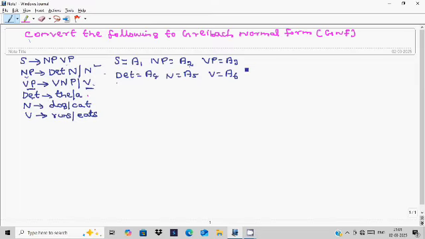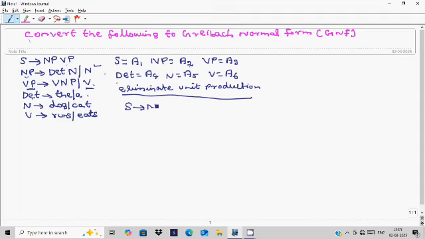So how to eliminate the unit production here? Eliminate unit production. So when we try to eliminate the unit production, we will rewrite the production as it is. So S tends to NP and VP. No change in it. Now here NP tends to DET and N.